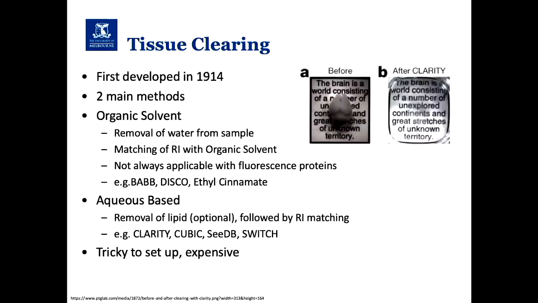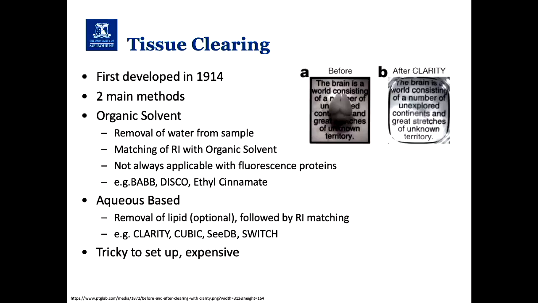You guys might have heard of some of these techniques, something like CLARITY, which we've got an example of up here. This is a mouse brain before CLARITY clearing, and then it's still there, but it's been chemically cleared out. Tissue clearing has been around for a very, very long time. It was first developed in 1914, and there are 2 main different methods. The first uses organic solvents, in which case we're removing water out of the sample, and then we match the refractive index of the tissue with some kind of organic solvent, and that allows it to become clear.